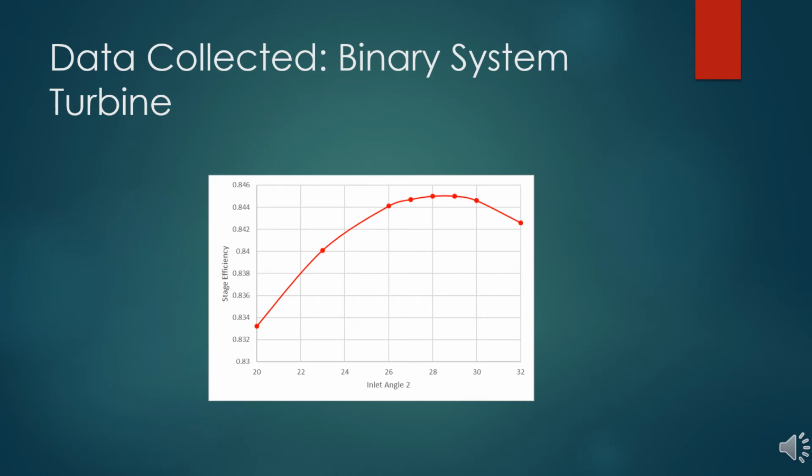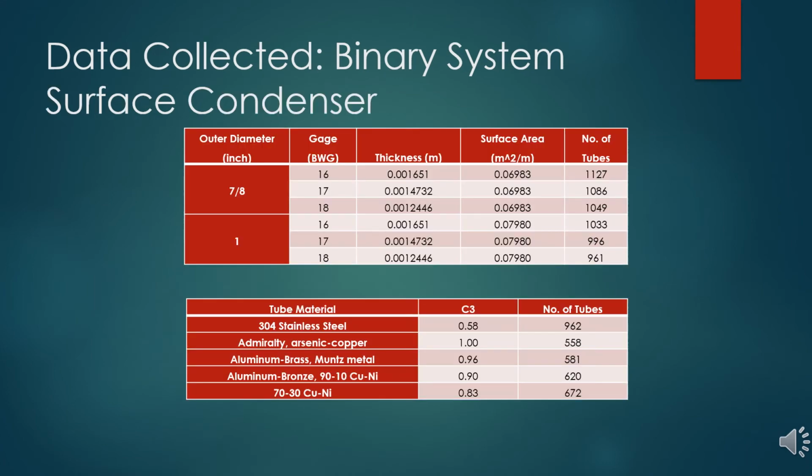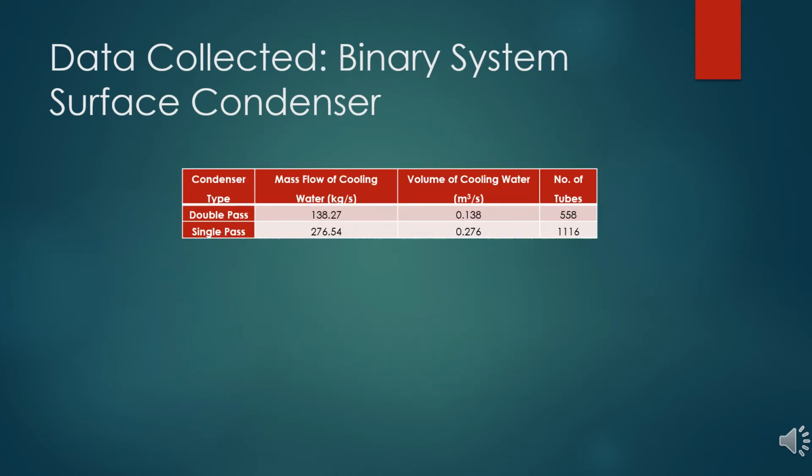The binary system turbine was similar to the results previously found. The tables below show the results variation of outer diameter and material has on the number of tubes of a binary system's surface condenser. And this table shows the difference in results for a double pass surface condenser and a single pass surface condenser with respect to the number of tubes required.